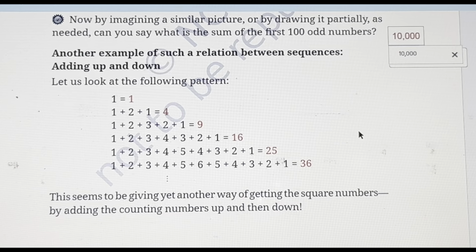Now let us see another example of such a beautiful sequence. Adding up and down. Right? So let us look at the following pattern. 1 is 1.